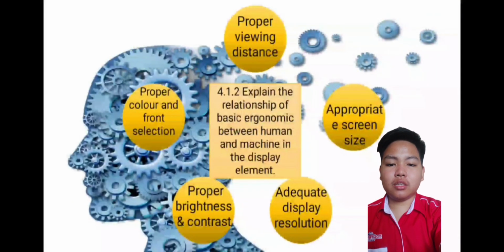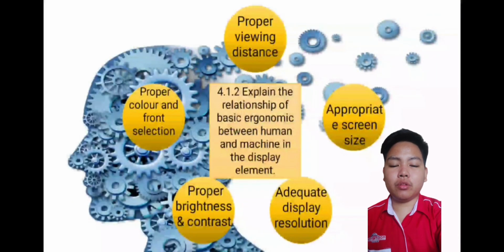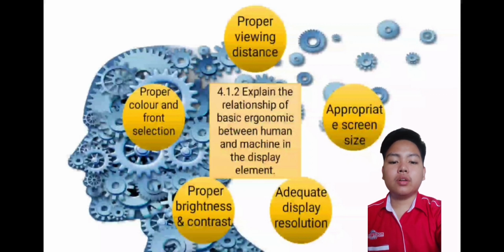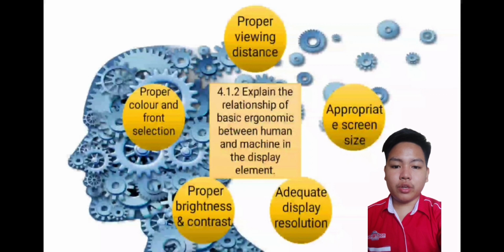Next is the relationship of basic ergonomic between human and machine in the display element. There are 5 basic ergonomic between human and machine, which is proper viewing distance. The display should be positioned at a comfortable viewing distance from the user eyes, typically between 20 and 40 inches. This reduces eye strains and fatigue, and help prevent neck and back pain.